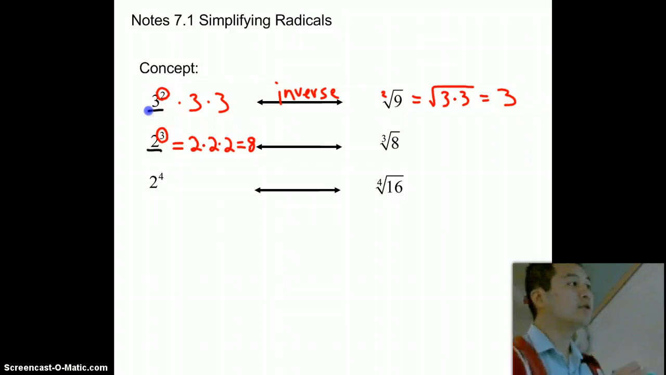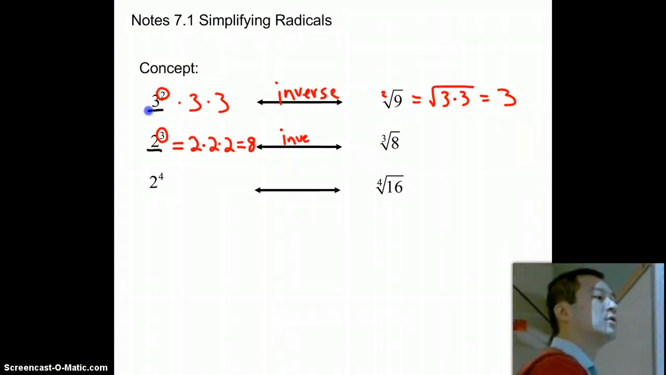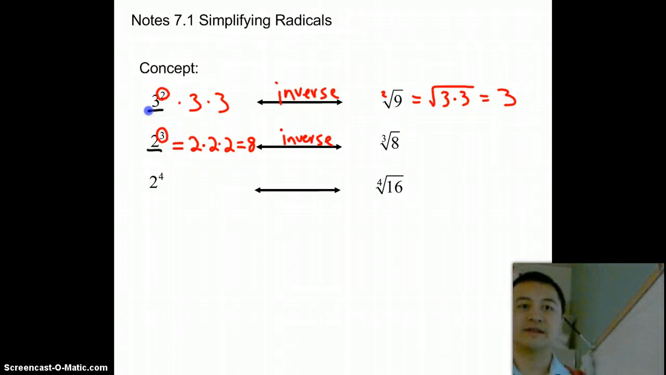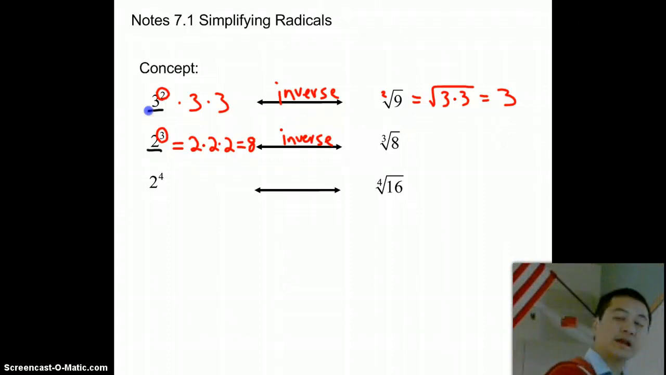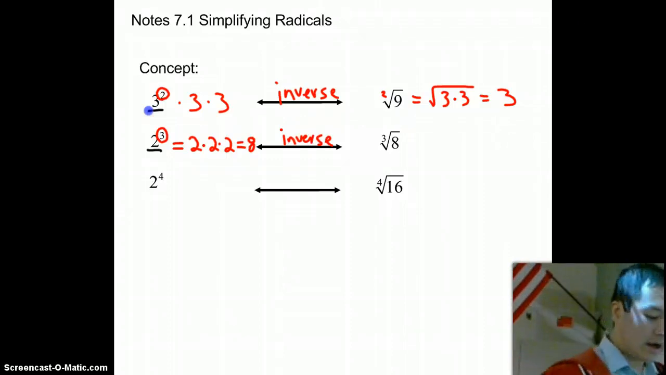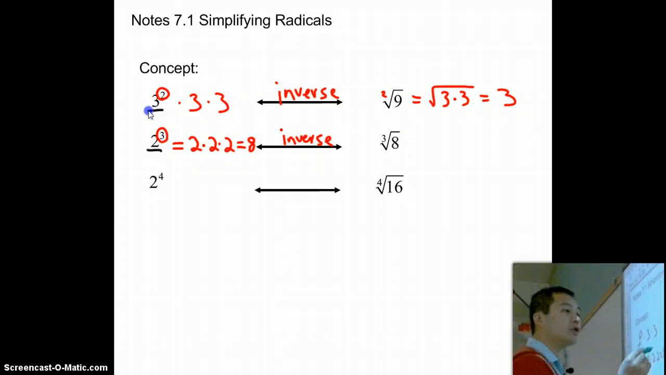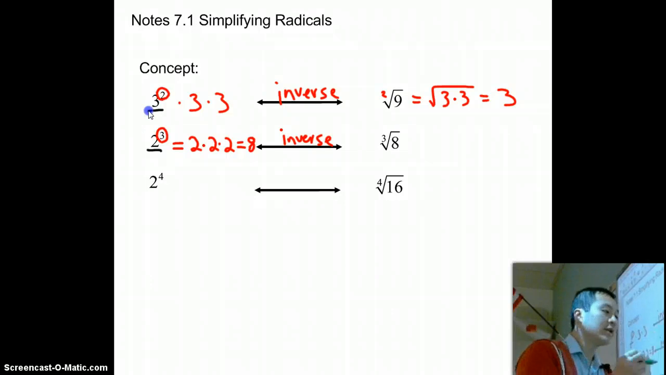So what does that inverse operation mean? Inverse operation means do the opposite. So instead of making 3, we're going to now take out 3. So the inverse of cubed is cube root.